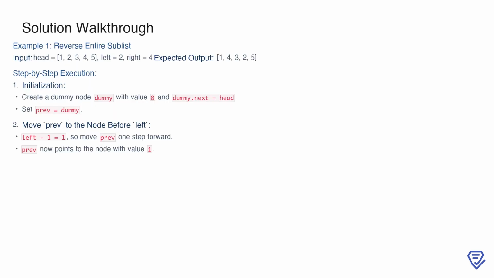To solve this problem, we begin by creating a dummy node with a value of 0 and linking it to the head of the input list. This dummy node acts as a placeholder, simplifying edge cases where the sublist starts at the head of the list. Next, we initialize a pointer called previous and set it to the dummy node. The goal is to move previous to the node just before the position left. Since left is 2 in this example, we only need to move previous one step forward, so it points to the node with the value 1. At this point, we've set up the initial state to start reversing the sublist.